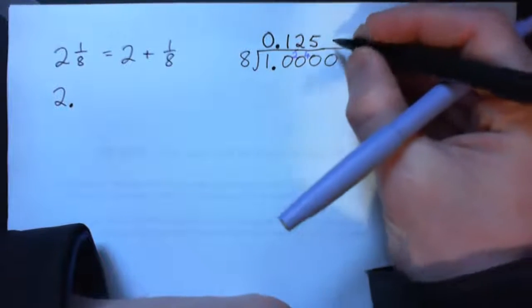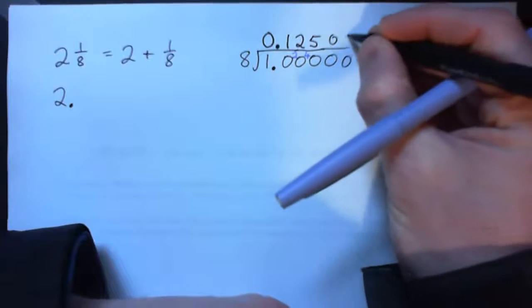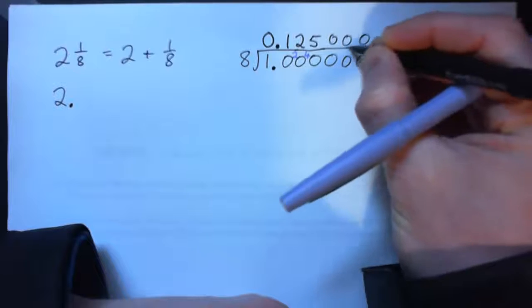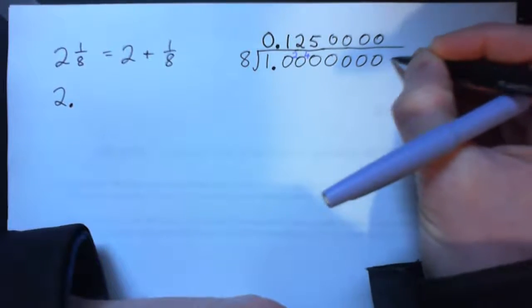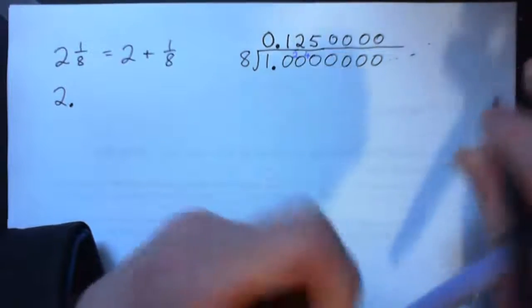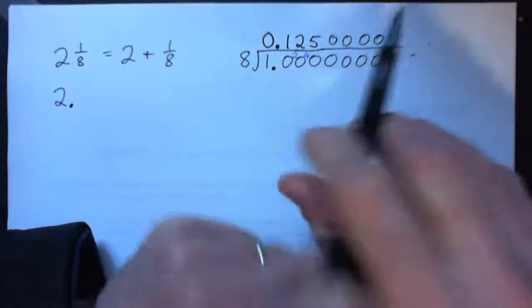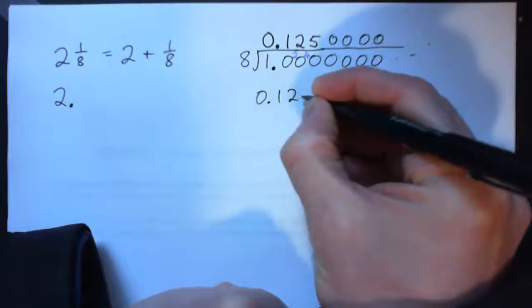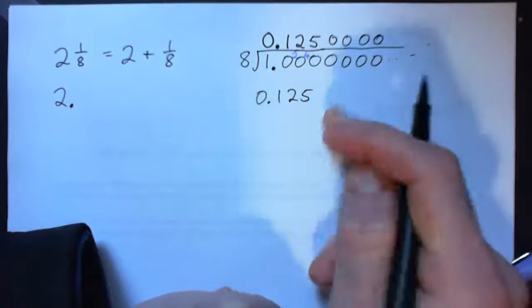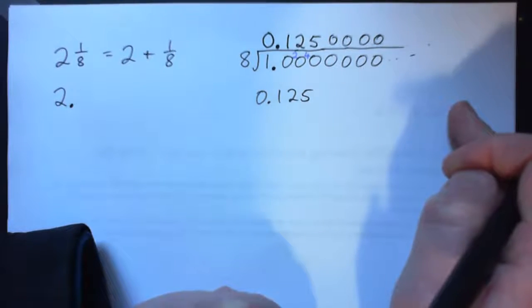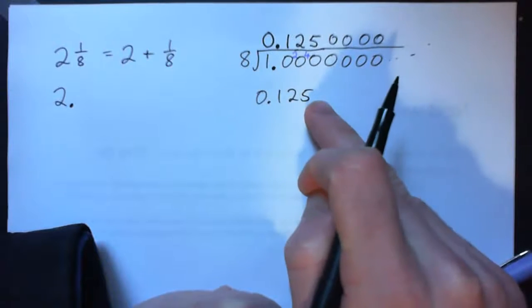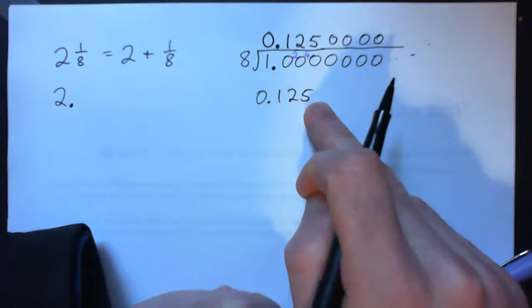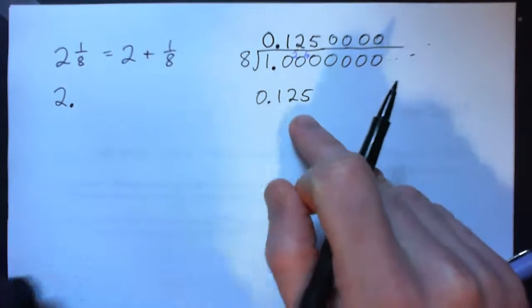And we can go 8 into 0 goes 0 times, and keep going on forever if you want to. But I mean, 0.125000 is just 0.125, isn't it? So you can add as many zeros on to the end of that, it's still the same number, but it's simplest to just write it 0.125, okay? So now we got our 1/8 into a decimal.